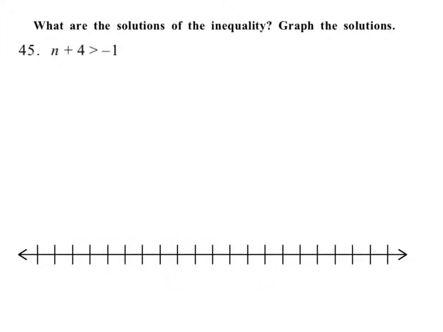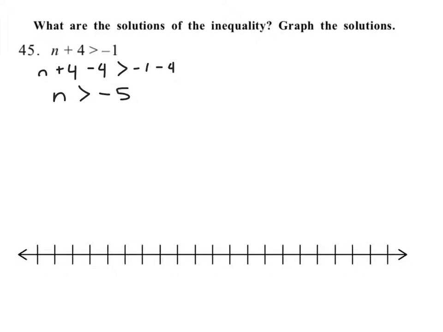One more. Okay, what are the solutions here? We've got to undo it so it just reads n. And since it's got 4 being added to it, we subtract 4. And we do that to both sides. So we've got n is greater than -5.